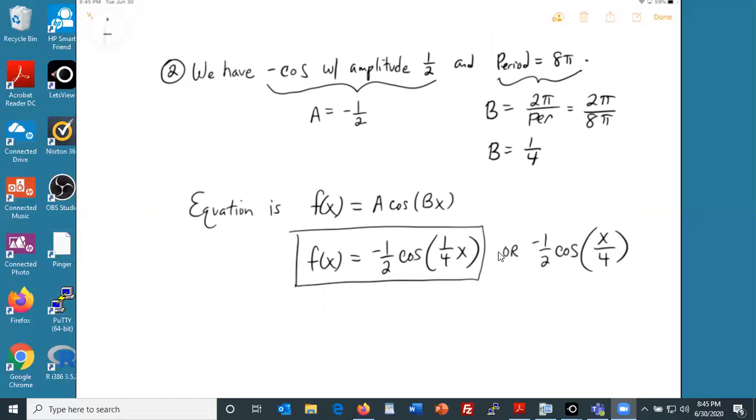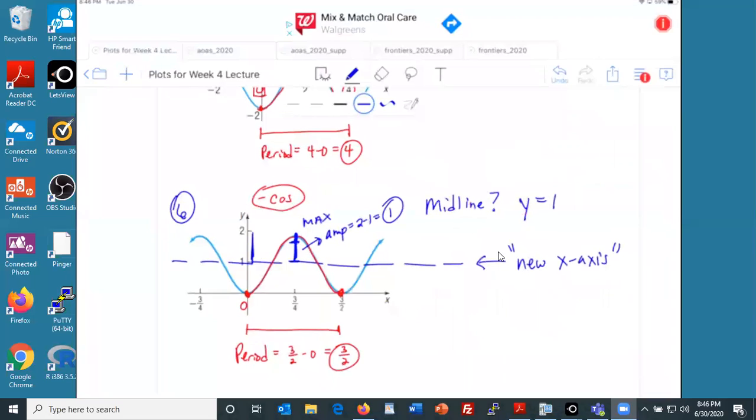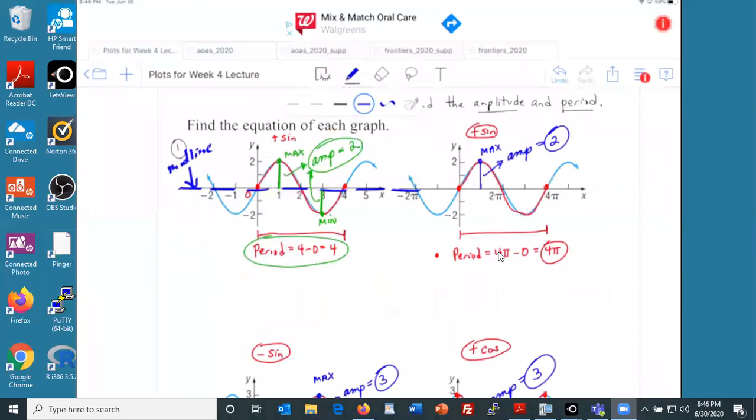Okay, so now let's go back to the plots of the week. We had a couple of graphs where we wrote down amplitude and period. So let's get the equations for those plots. Here they are. This is back to, I forget what page it is, but it's the one that says right at the top, find the equation of each graph.